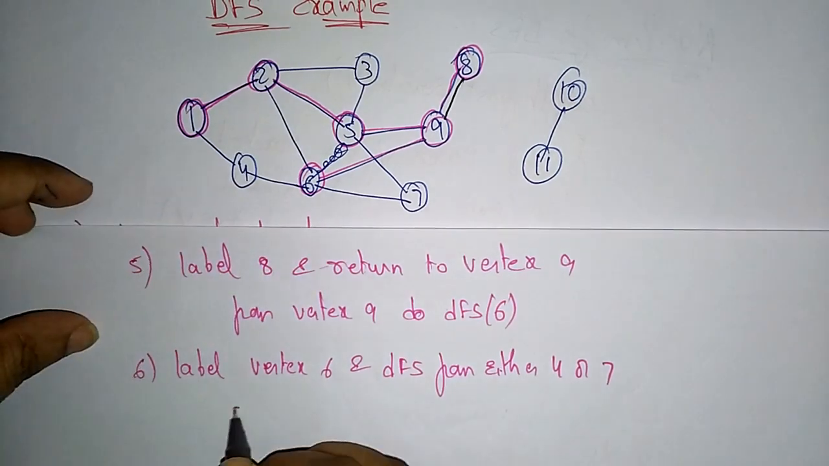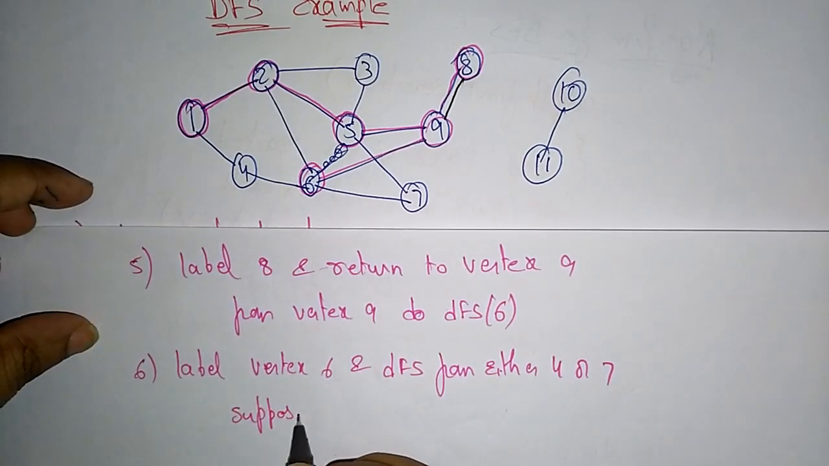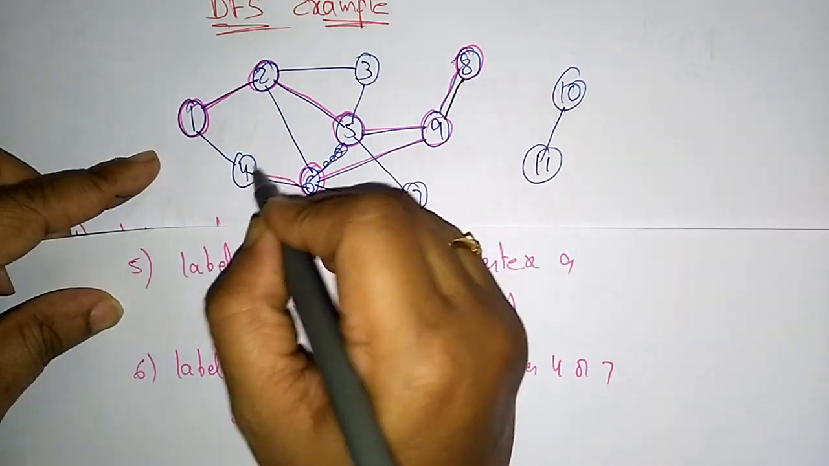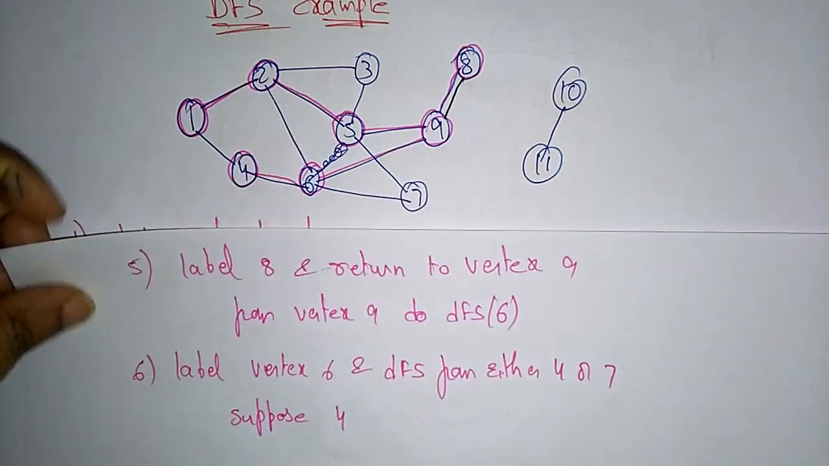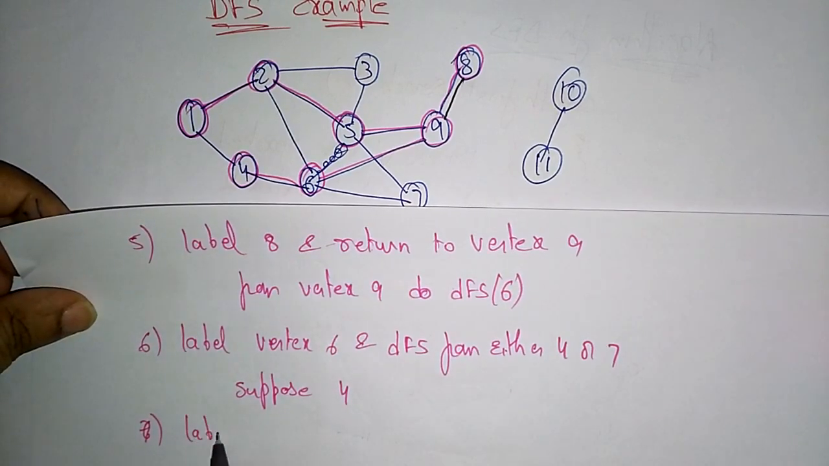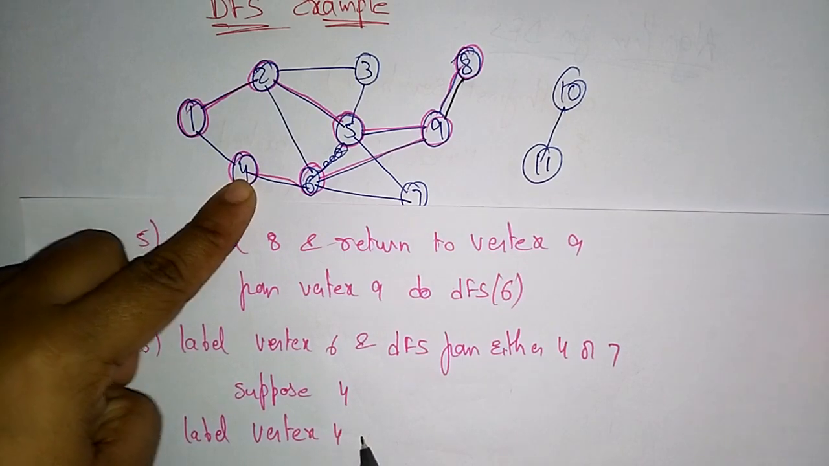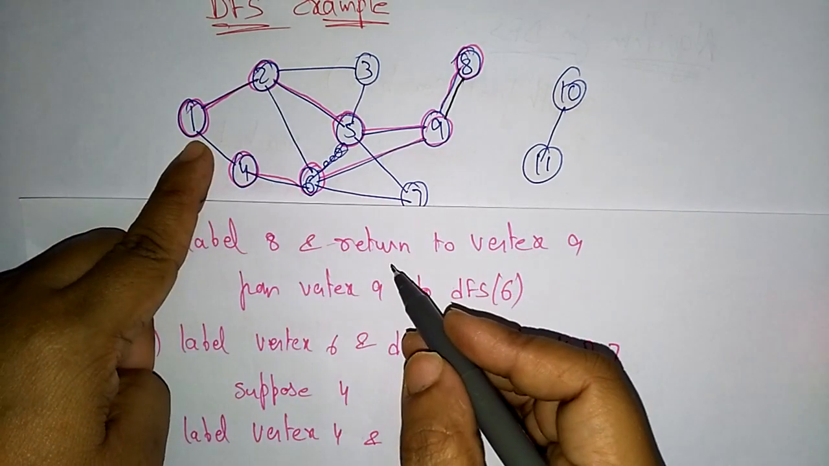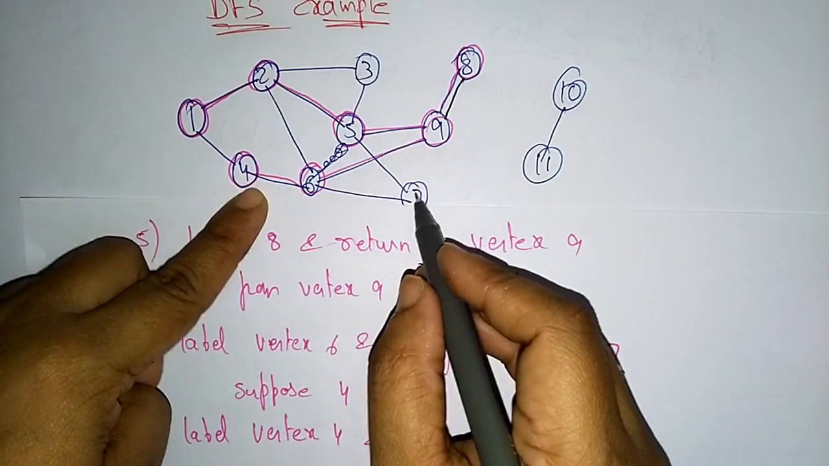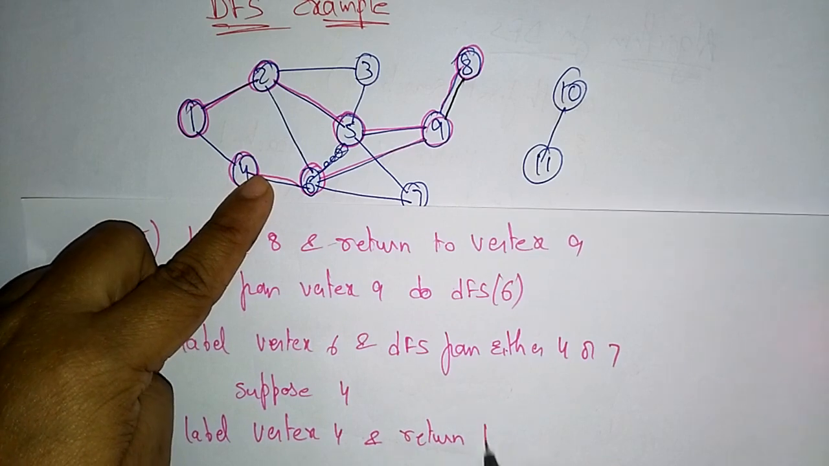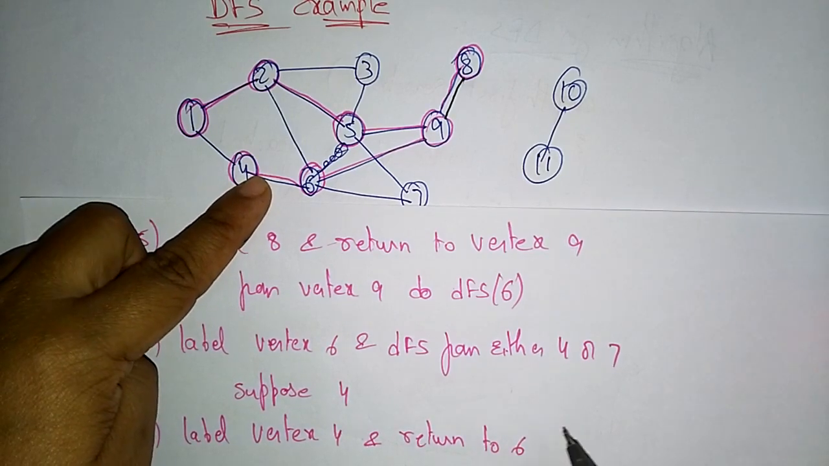Suppose I am taking the value 4. I selected 4. Now I have to label it. Label vertex 4. Now I came to 4. Now I have to return back to 6 because 1 is already visited but 7 is still not visited. So I return to 6.